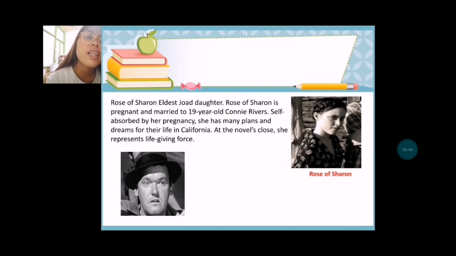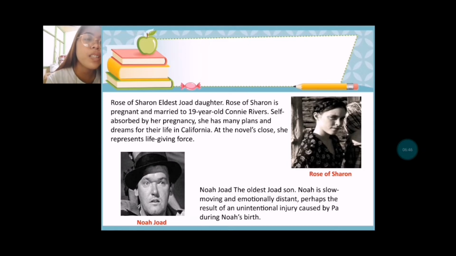Next is Noah Jude, the oldest Jude son. Noah is slow-moving and emotionally distant, perhaps the result of an unintentional injury caused by Pa during Noah's birth.